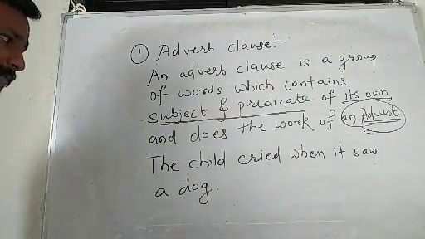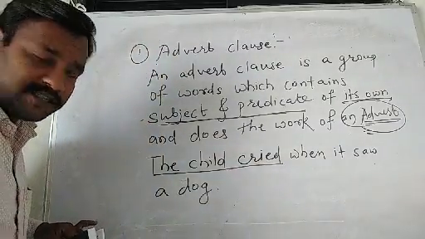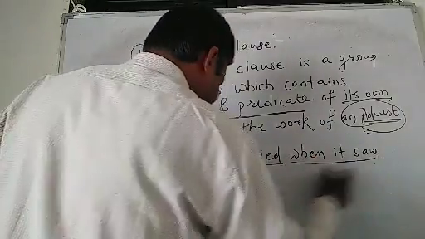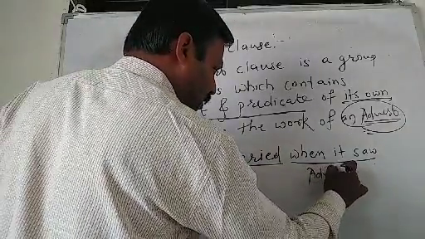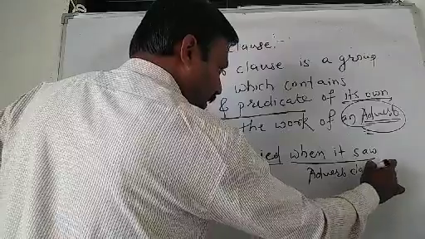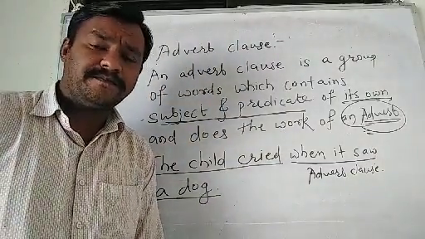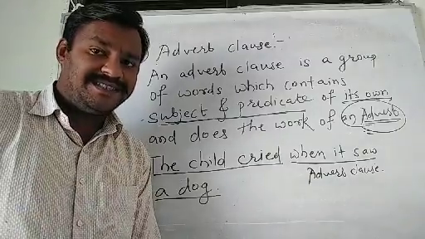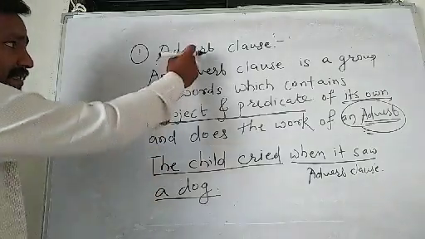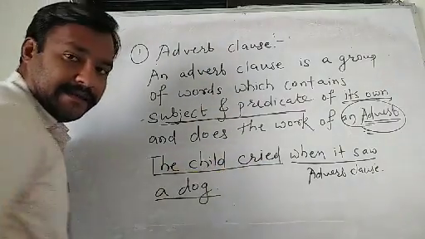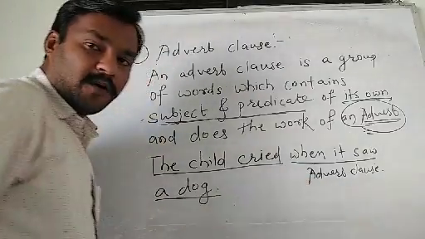Now in this sentence, "The child cried," this is the main clause, and "when it saw a dog," this is the adverb clause. Because I have already told you, a subordinate clause is divided into adverb, adjective and noun clause. So in this sentence we are discussing the adverb clause. "The child cried," main clause. Then "when it saw a dog," this is the adverb clause.